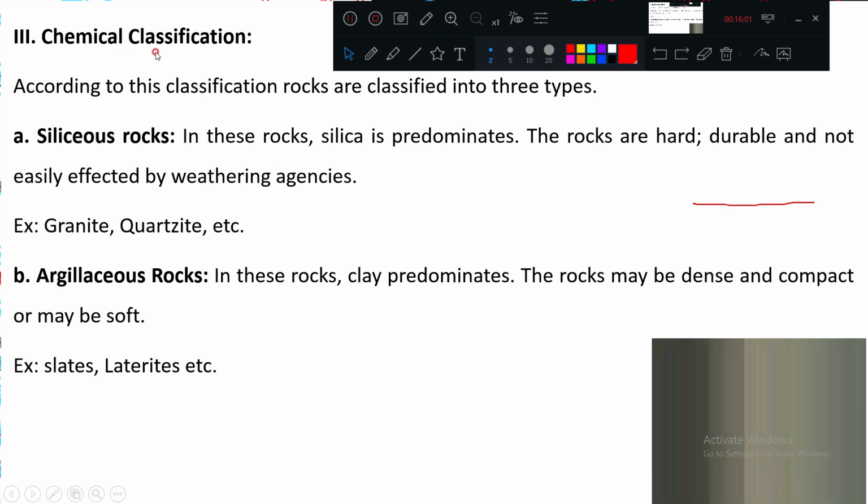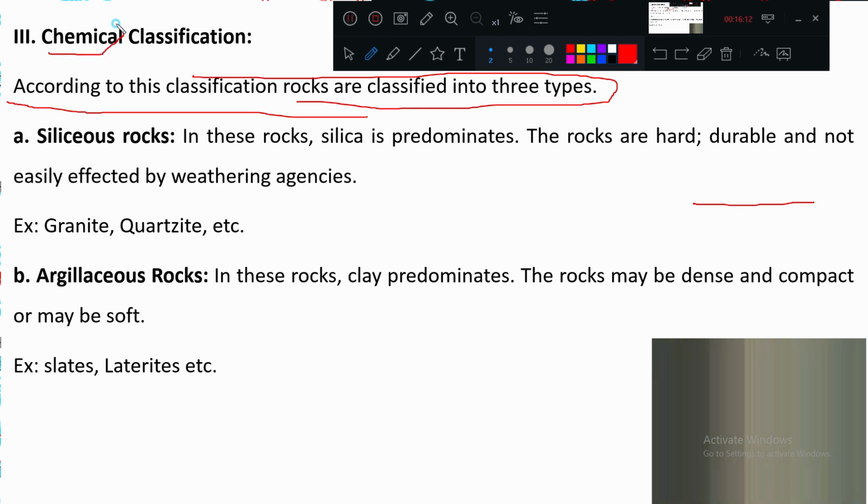What is the next classification? Chemical classification. The major chemicals present in the rocks give us the chemical classification. The first type is siliceous rocks. By the name you can easily understand: siliceous rocks means silica, Si, is present. If it is an argillaceous rock, then clay is predominantly present. Easy to understand.